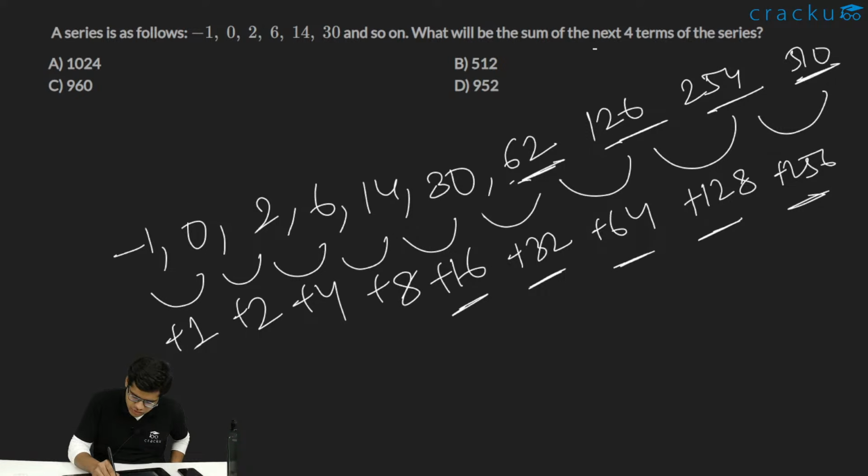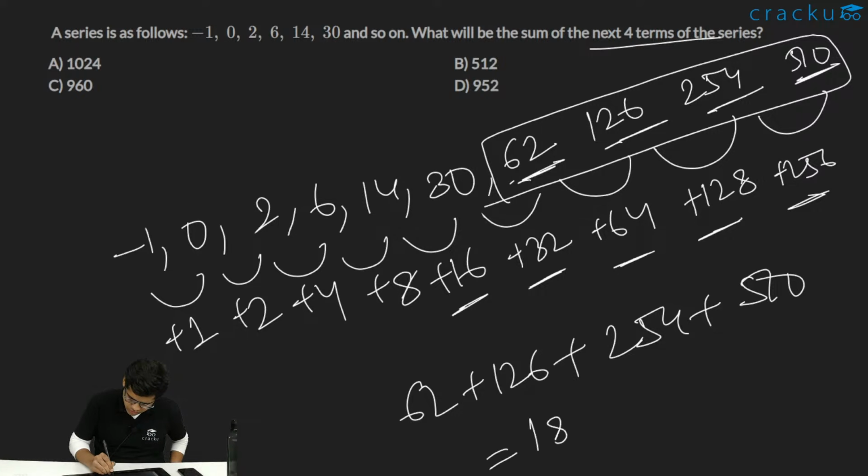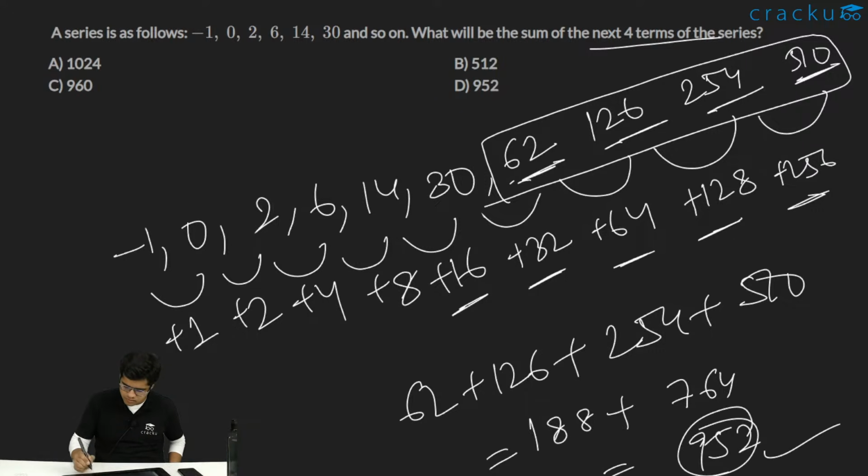So sum of the next 4 terms means sum of all these. So it is 62 plus 126 plus 254 plus 510. 62 plus 126 is 188. 254 plus 510 is 764. So 764 plus 188 is 952. So the correct answer is 952. So option D is the correct answer.